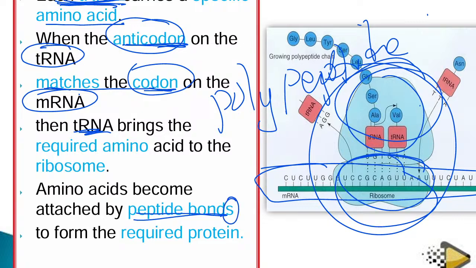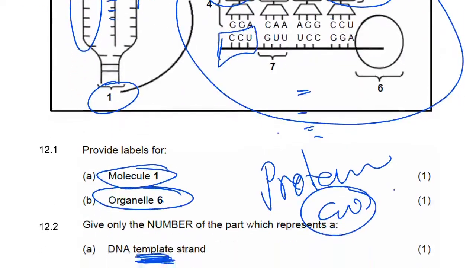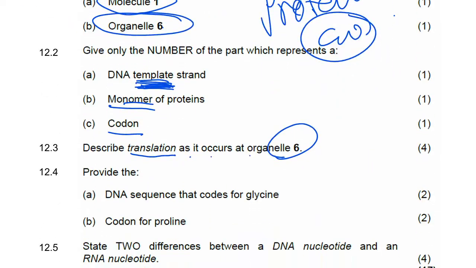Yeah, so the moment you add the word poly, you're going to cross it. So these amino acids are joined together by these bonds, which you call the peptide bonds, to form a required protein. So I think that one is done. You have to know that. You want it or not, you have to know that before you go for the paper. So we got the next question.